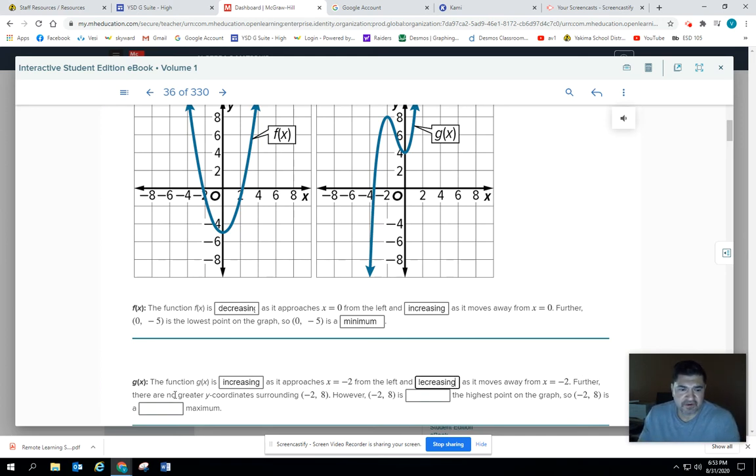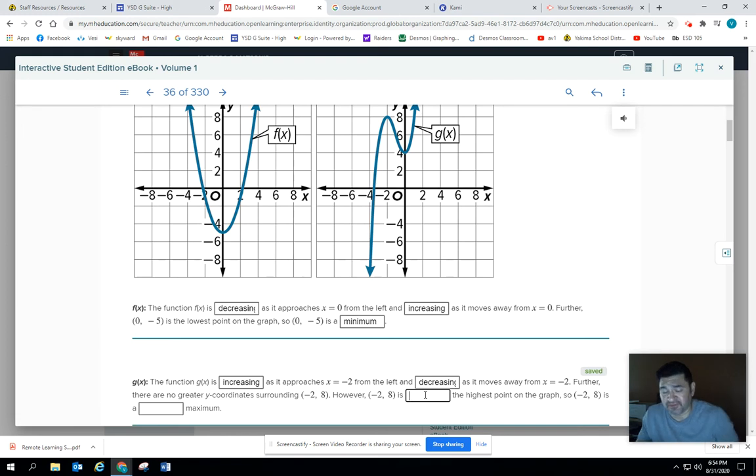Okay, further, there are no greater y coordinates surrounding -2, 8. Let's see, here's -2, 8. However, -2, 8 is, what do you guys think? Is it the highest point on the graph? It's not the highest point because over here it's going up.